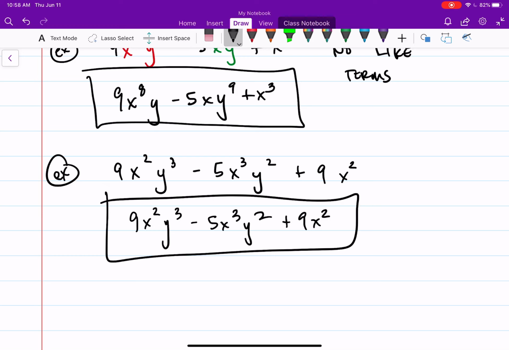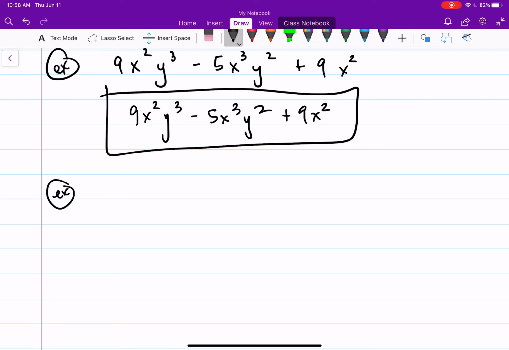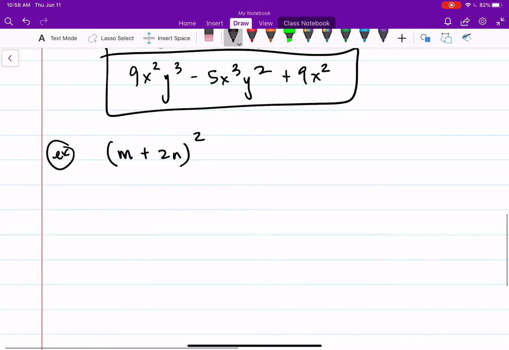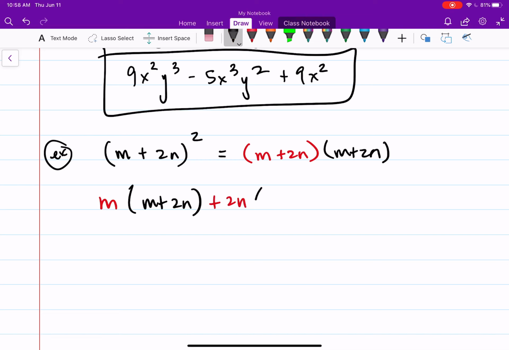So adding and subtracting is the same. Multiplying, however, let's look at multiplying. What will happen? Let's do an example. Let's say I have m plus 2n squared. What does this mean? The squared is attached to the parentheses, so it's telling me to write the parentheses twice. That means I have to FOIL or double distribute. So I can do m times m plus 2n, plus 2n times m plus 2n.